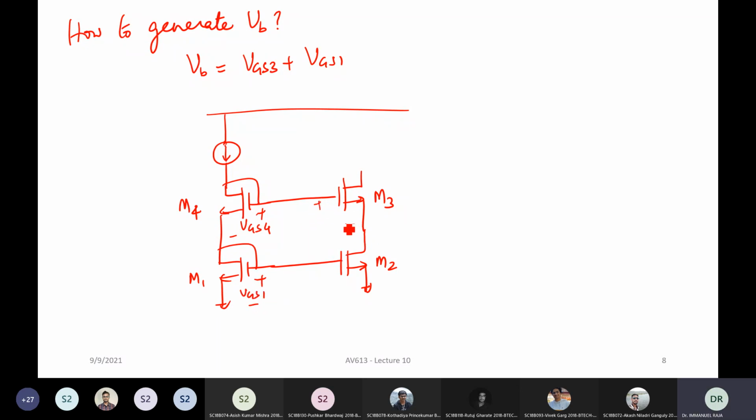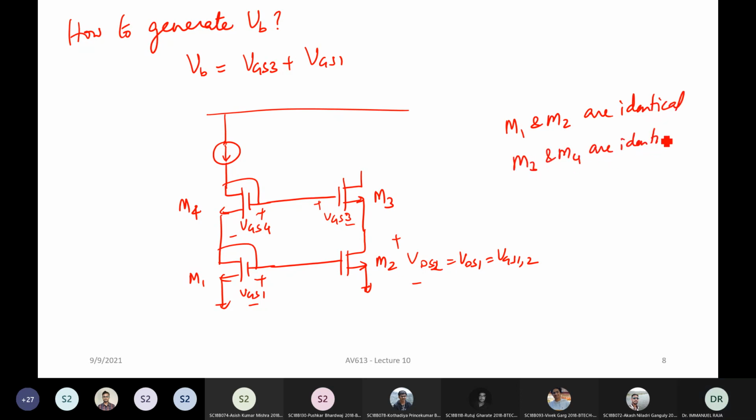So basically VGS4 is equal to VGS3 plus. It will keep the same amount of VDS2 equal to VDS1 equal to VGS1, right? Now, needless to say, M1 and M2 are identical, and M3 and M4 are identical. Now M1 and M3 need not be identical.